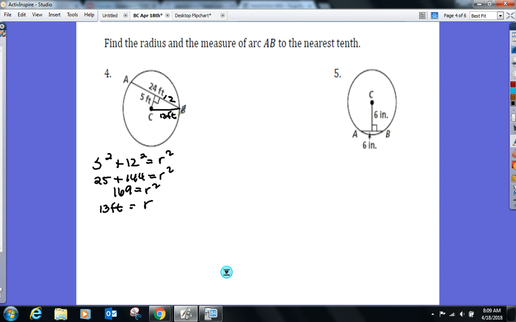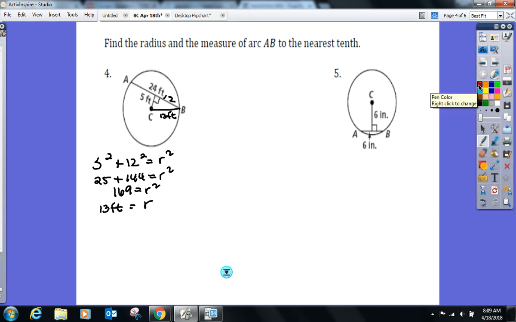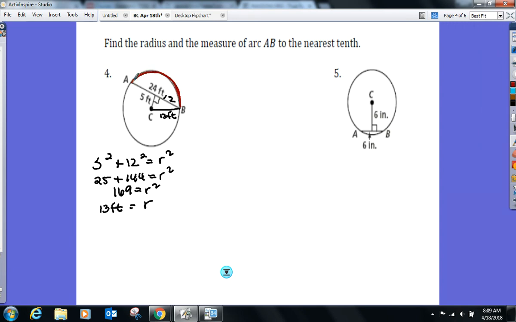All right, this is the tougher part. Find the measure. So how many degrees are in arc AB here? That's what I'm looking for, not how long it is. How many degrees are in AB? One way you could find it is the arc length formula, right? Everyone remember the arc length formula: arc length equals measure over 360 times circumference.